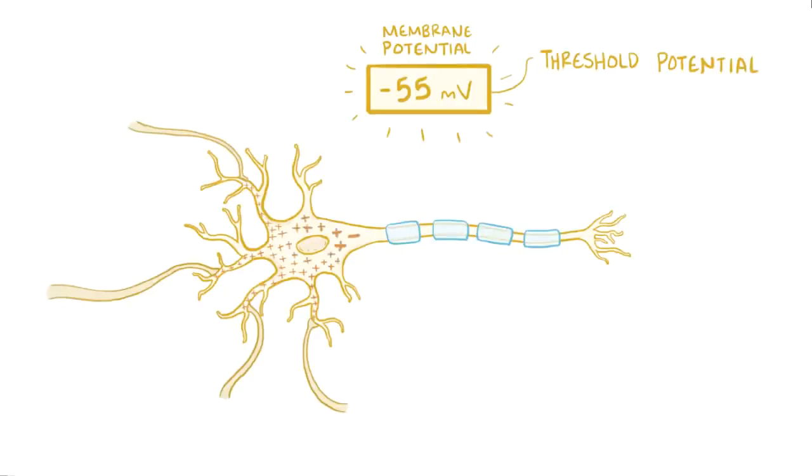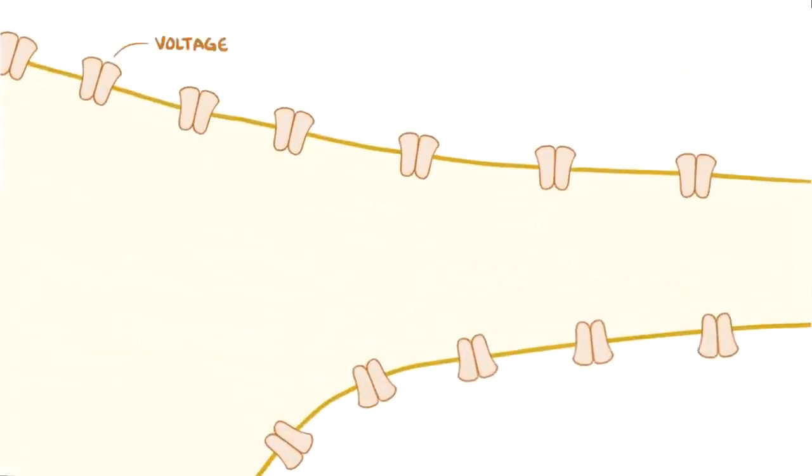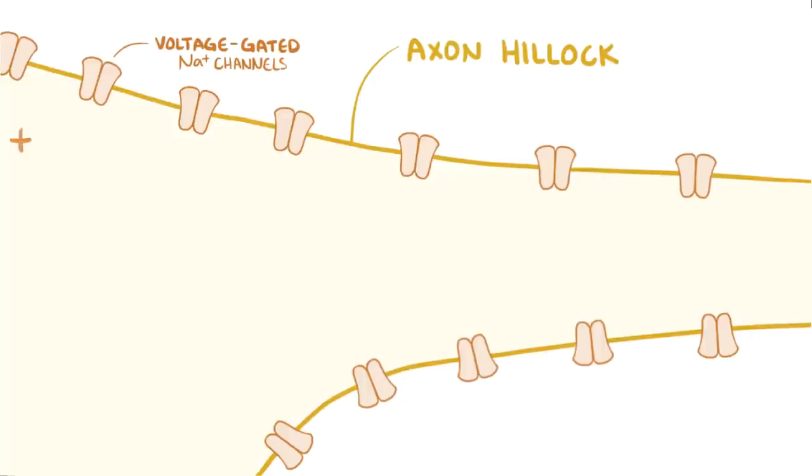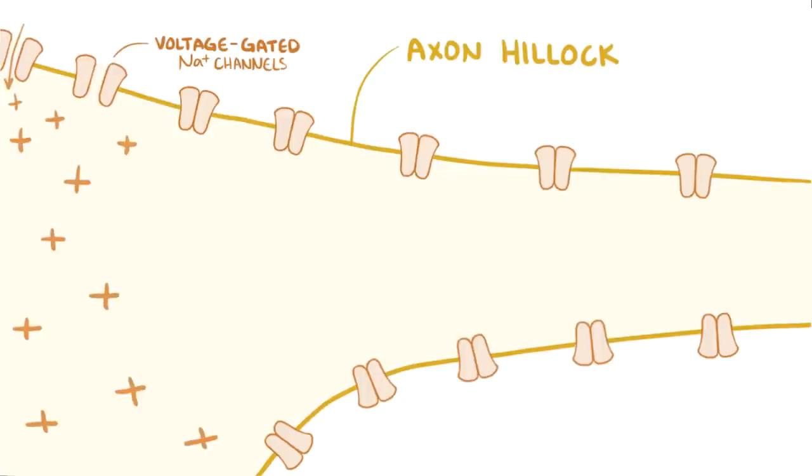When it hits this threshold value, it triggers the opening of voltage-gated sodium channels at the start of the axon, which is called the axon hillock. These voltage-gated channels open in response to a change in voltage, and when these open, sodium rushes into the cell.